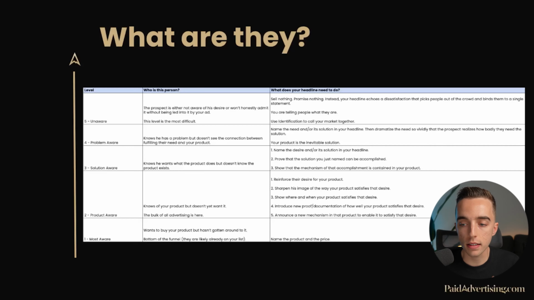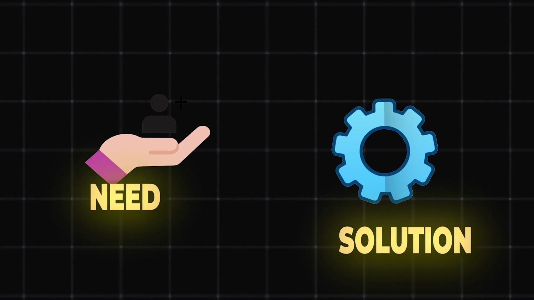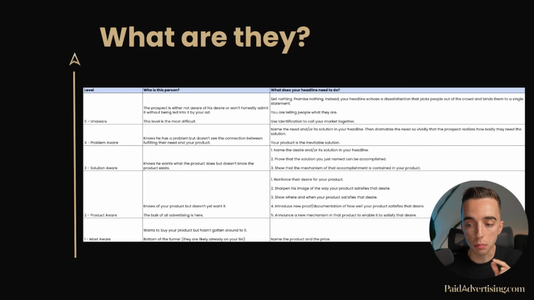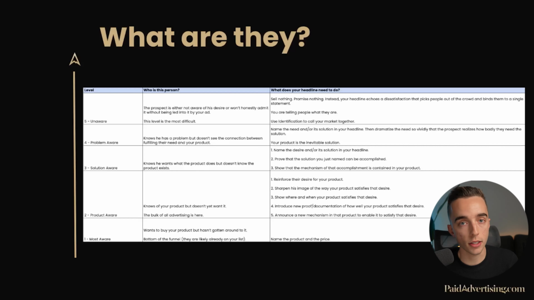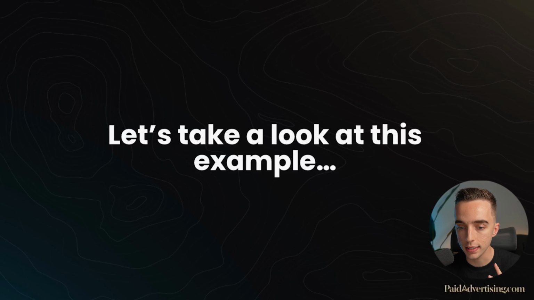Now, problem aware: the prospect knows they have a problem, but doesn't necessarily see the connection between fulfilling their need and your product. What do you do? You name the need and/or its solution at that point. Solution aware: the prospect knows he wants what the product does, but doesn't know the product exists. So they know they want the solution, they know they want the fix, but they don't necessarily know about the exact fix that's right for them. Then you have product aware: the prospect knows of your exact product, doesn't yet want it, so the bulk of advertising is here. And finally, the most aware stage, where your prospect wants to buy your product, but just hasn't gotten around to it. So let's take a look at this example that I think we all know of in this space.